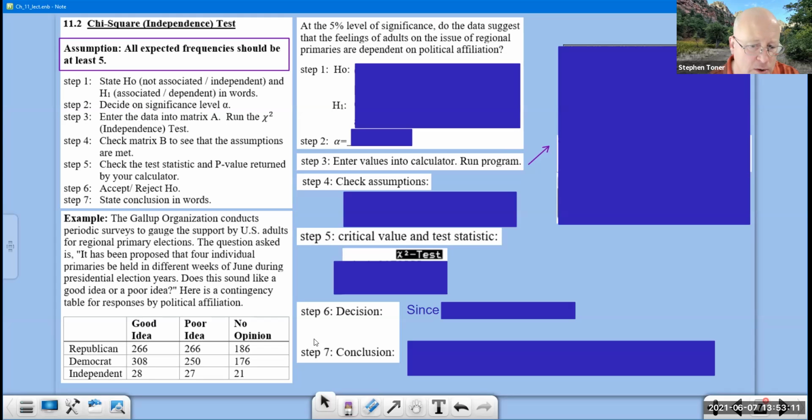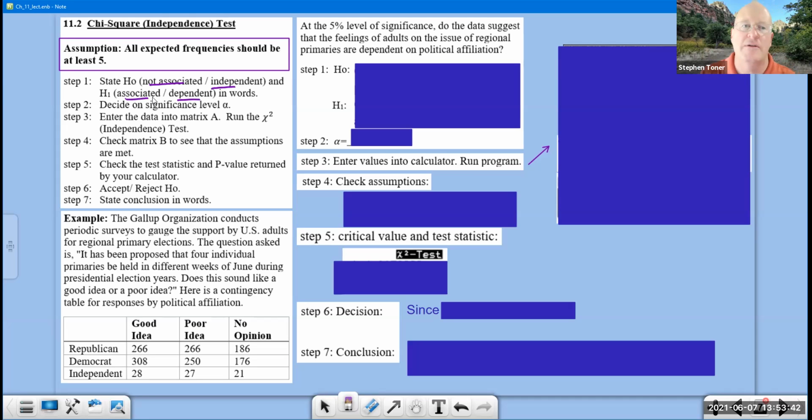But notice I'm using words such as not associated versus associated, independent versus dependent. The words associated or dependent will always go with H1, and not associated or independent will always go with H0. Notice how not associated has the word not in there, and we are used to not equal to being in the alternate hypothesis. So these are reversed a little bit for you.